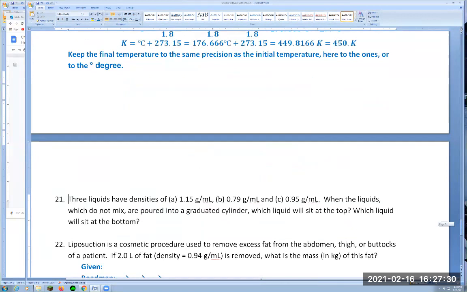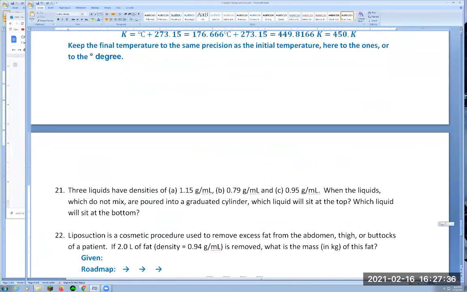So we are moving on to densities. That's also part of the second part of chapter 2. Three liquids have densities of A, 1.15 grams per milliliter, B, 0.79 grams per milliliter, and C, 0.95 grams per milliliter. When the liquids, which do not mix, are poured into a graduated cylinder, which liquid will sit at the top and which liquid will sit at the bottom?